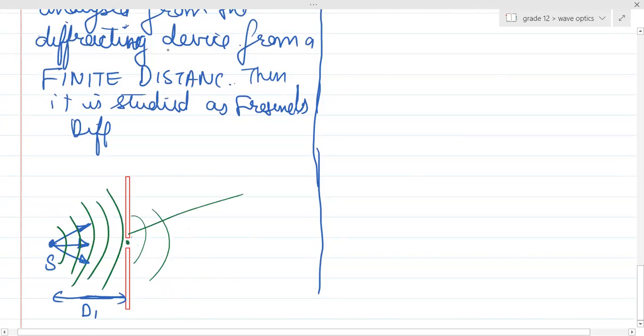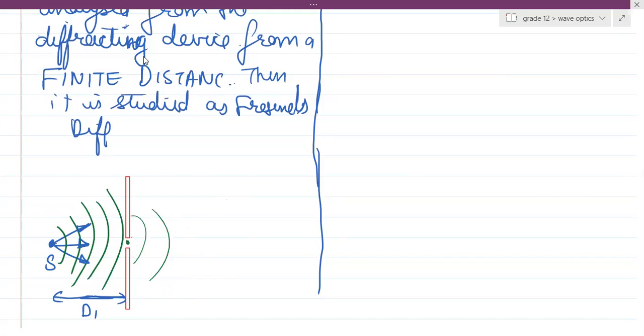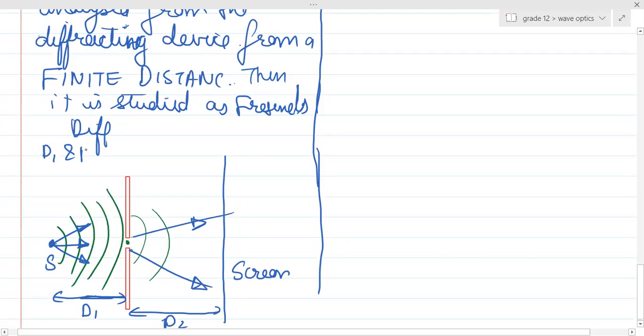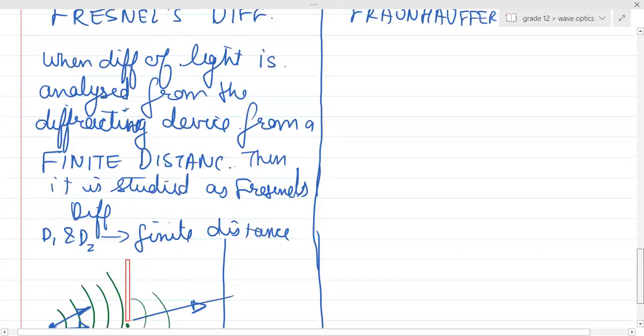So the light rays will bend like this and form a pattern on this screen. Can you see these two distances? d1 is the distance of the source from the slit, and d2 is the distance of the screen from the slit. Here d1 and d2 are finite distances. So that type of diffraction pattern which is obtained is Fresnel's diffraction.